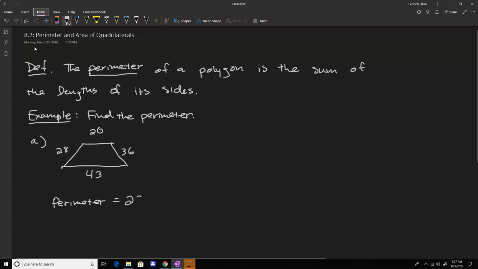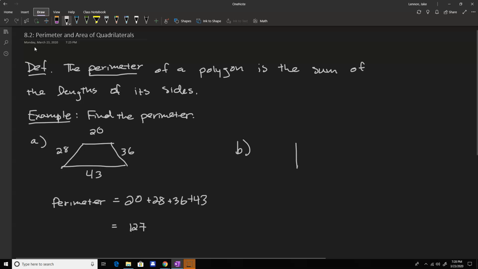So we just add all the way around the sides. 20 plus 28 plus 36 plus 43, and that should come out to, I think, 127. So 127. Let me double check that. I just did that mentally, but I don't want to get it wrong since I'm recording it. Yeah, 127. All right, so B, what about something like a rectangle?